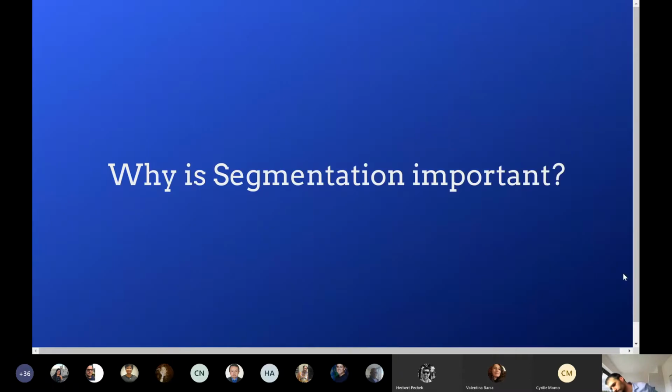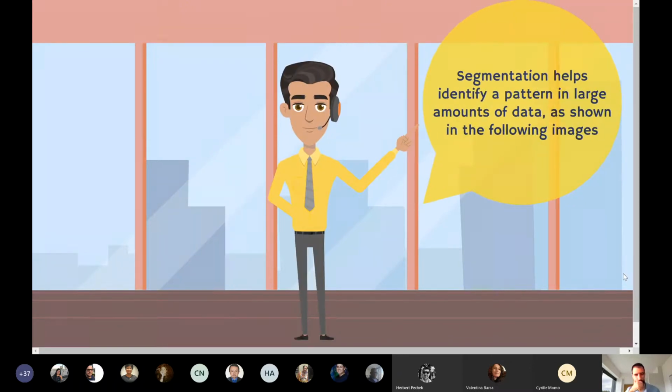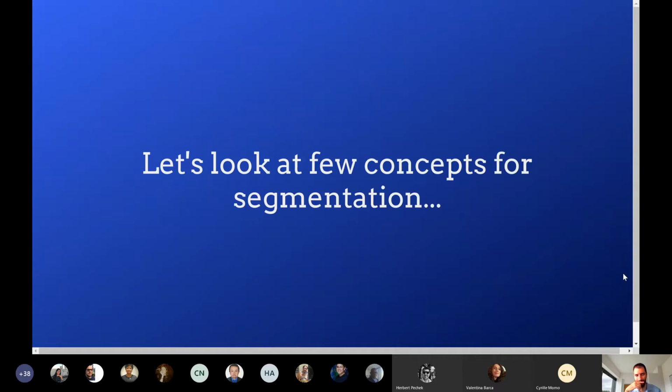So why is segmentation important? When the demand pattern varies, the quality of the forecast may be compromised. Segmentation is an important aspect for accurate demand forecast. Segmentation helps identify a pattern in large amounts of data, as shown in the following images. Let's look at few concepts for segmentation.